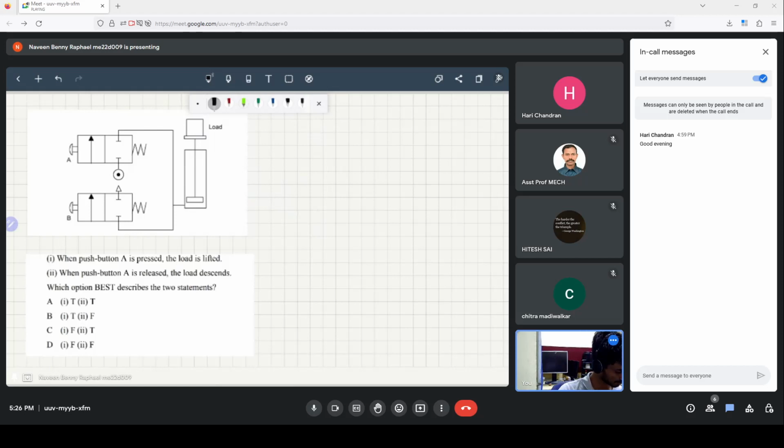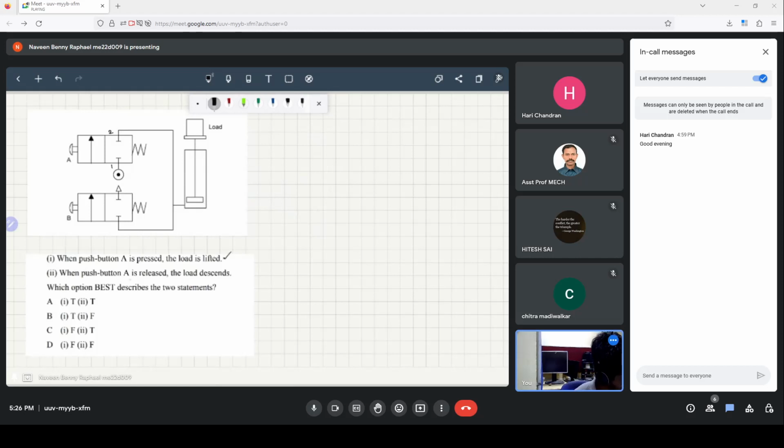It may be true and false. That's correct. We'll go through the answer again. So when the push button is pressed, that means we have the port being connected to, I'll just number this, we'll have the port being connected to 2. That means that pushes the load up. Therefore, it makes sense that when the push button is pressed, the load is lifted.